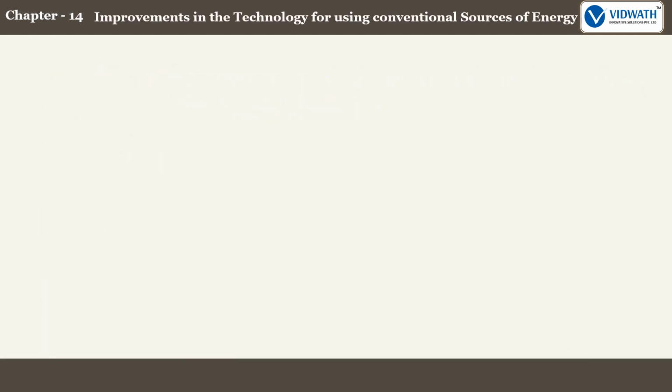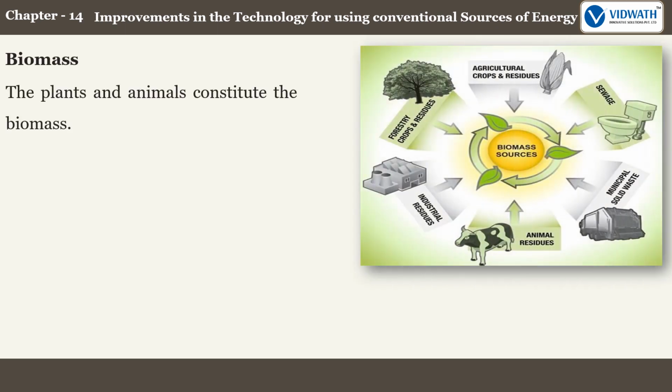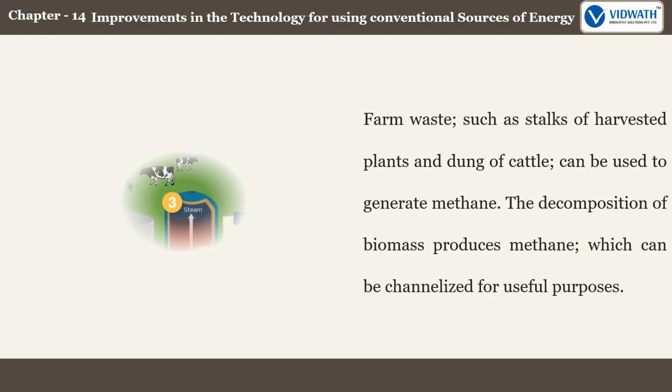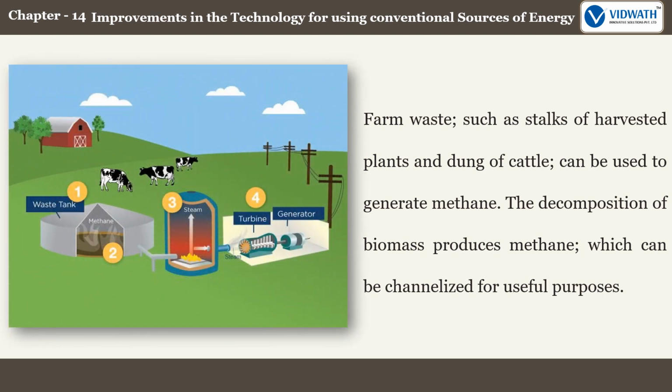Moving on, we shall now discuss the improvements in the technology for using conventional sources of energy, which includes biomass. The plants and animals constitute the biomass. Firewood from plants is used as kitchen fuel. Farm waste such as stalks of harvested plants and dung of cattle can be used to generate methane. The decomposition of biomass produces methane, which can be channelized for useful purposes.